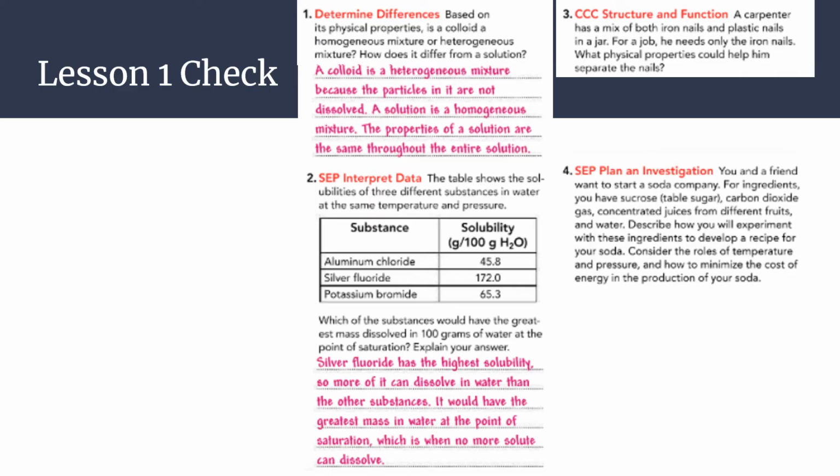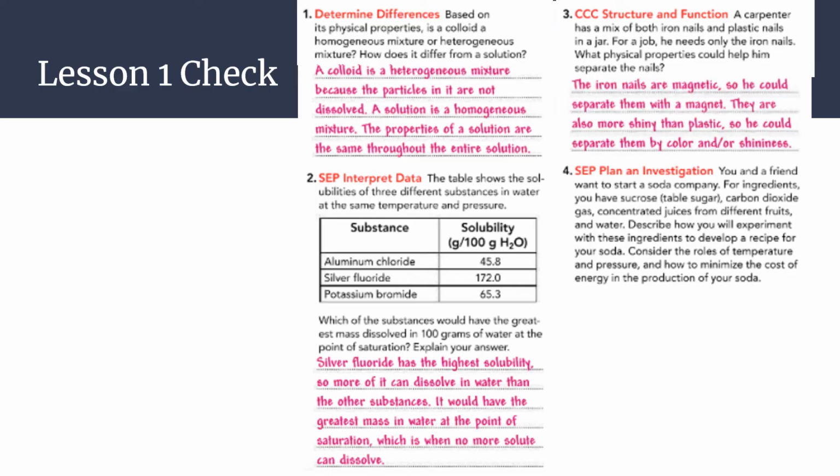Moving on to 3. A carpenter has a mix of both iron nails and plastic nails in a jar. For a job, he needs only the iron nails. What physical properties could help him separate the nails? That's going to be magnetism. So the iron nails are magnetic, so he could separate them with a magnet. They are also more shiny than plastic, so he could separate them by color and or shininess. The fastest way, of course, is going to be by magnets.